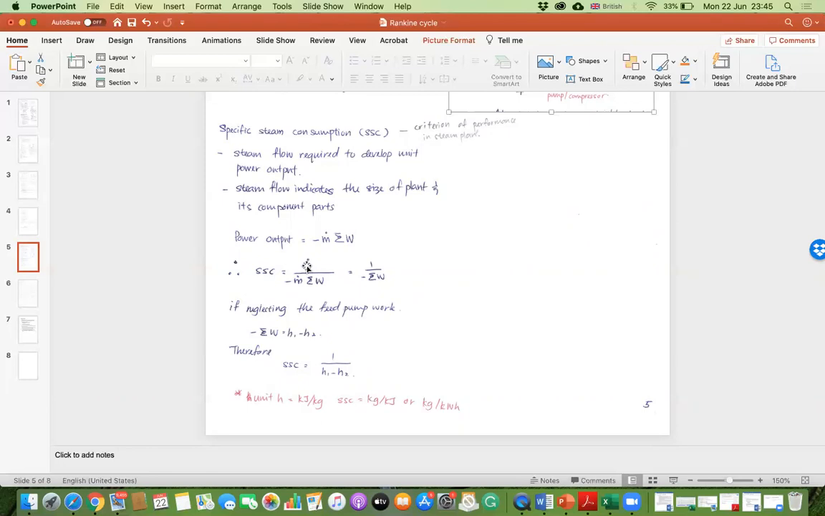So the mass of the steam over the power output. If neglecting the feed pump work, your summation of the work, the power, is equal to H1 minus H2. Therefore, SSC is equal to 1 over H1 minus H2. So this one is in unit kg over kJ.